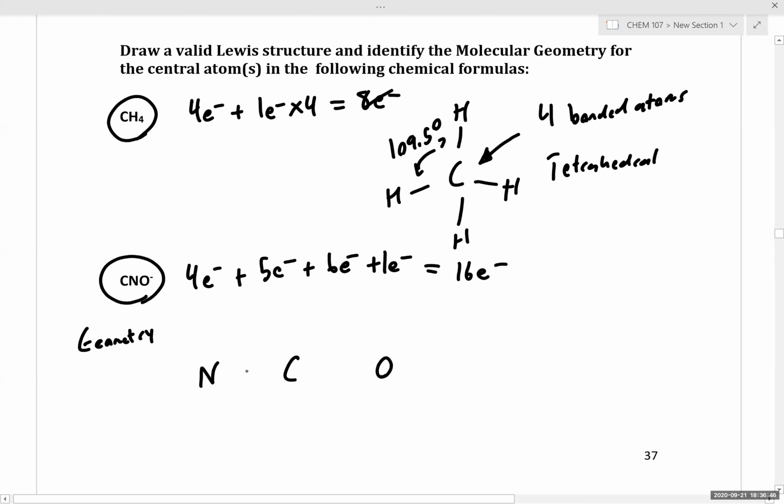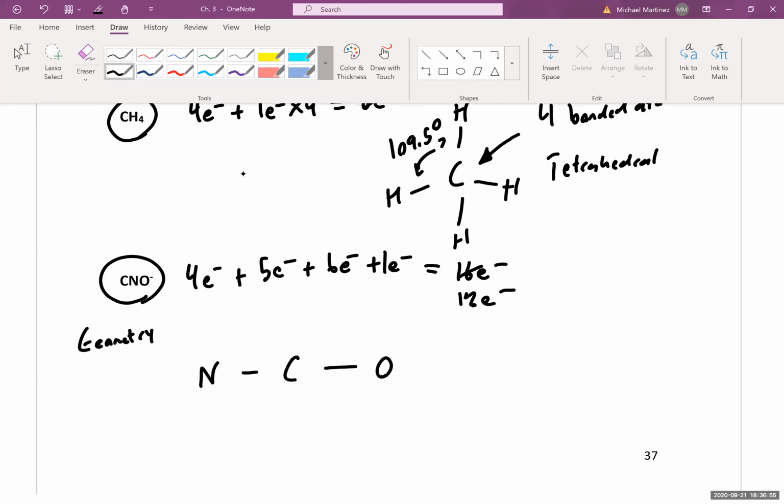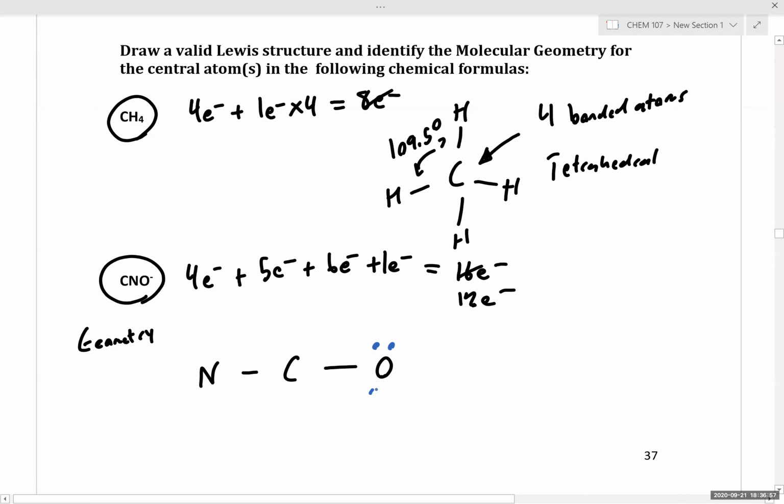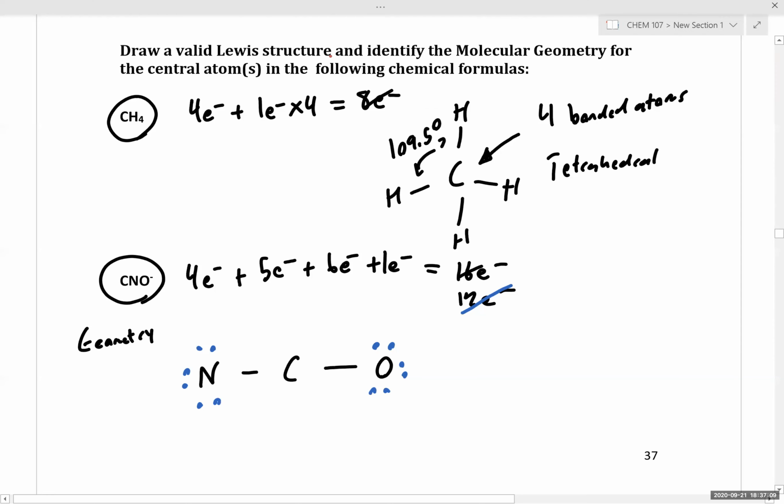So from our skeleton, we form one bond each. That gives us 12 electrons. We then use our 12 electrons to place lone pair electrons on each of our outermost atoms. We burn through all of our 12 electrons in record time, and to fulfill the octet on carbon, we're going to form 2 bonds using nitrogen.